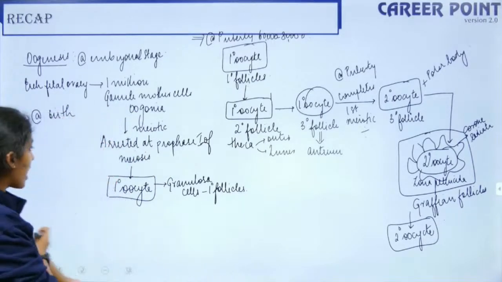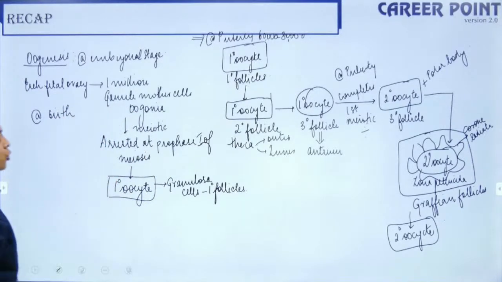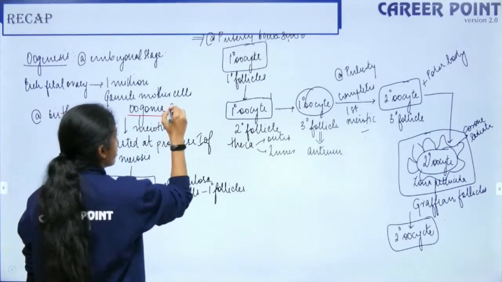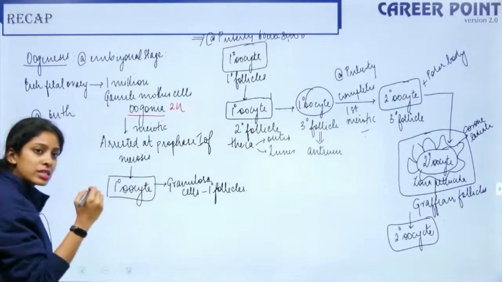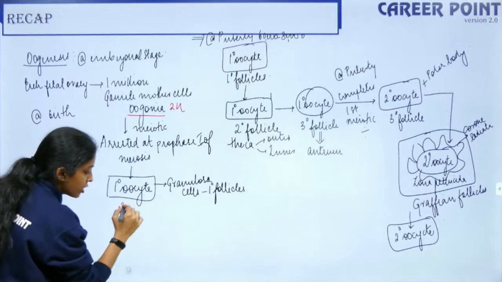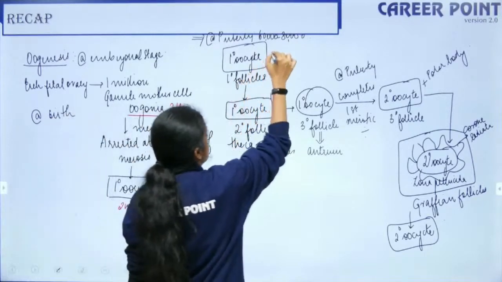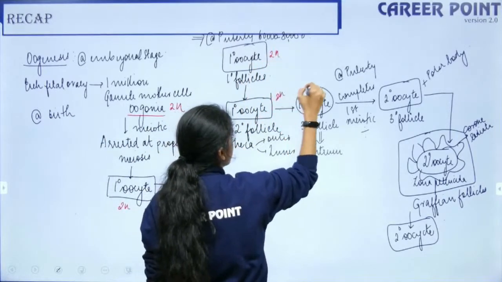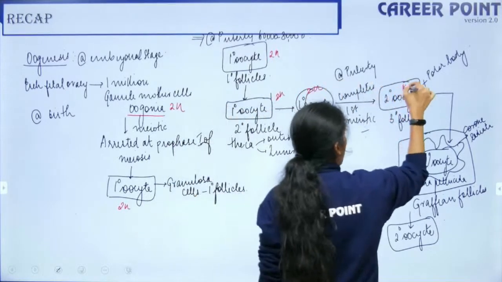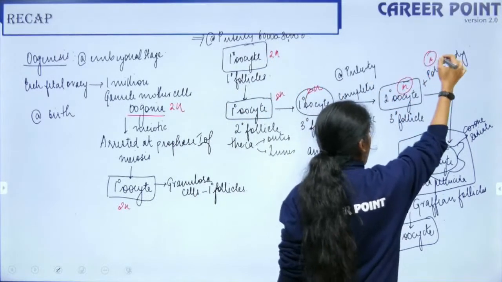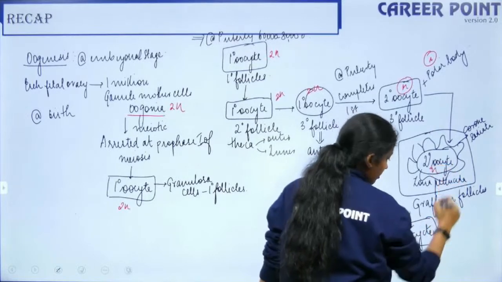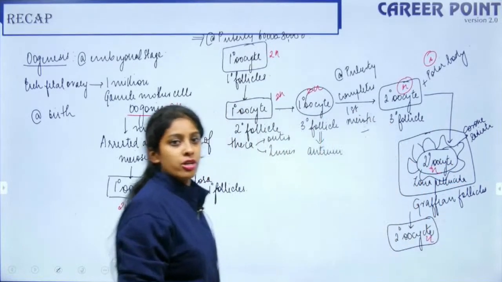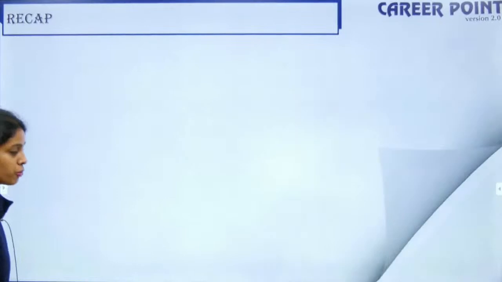Here you have to know the ploidy. Oogonia is 2n. The primary oocyte is also 2n because it has not completed the division, so it is still 2n. Here it becomes haploid, this is also haploid, and this is also haploid. So this is your oogenesis process.